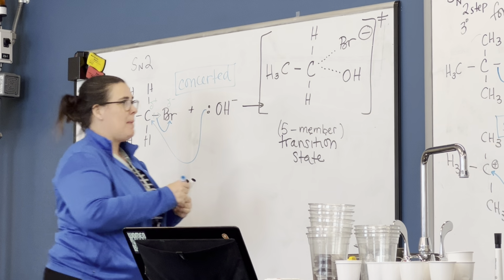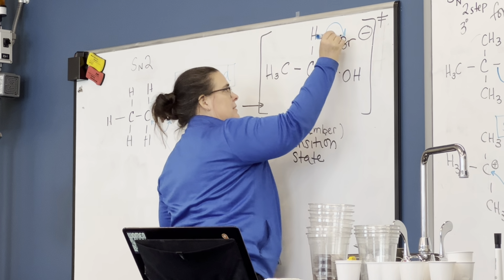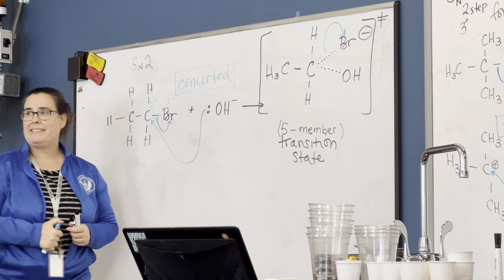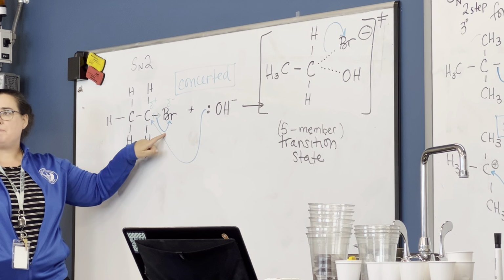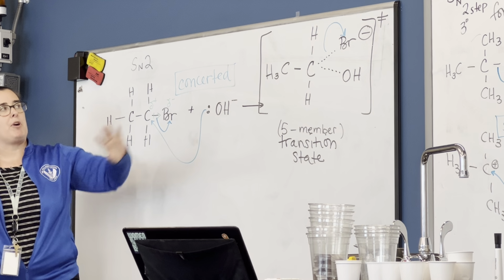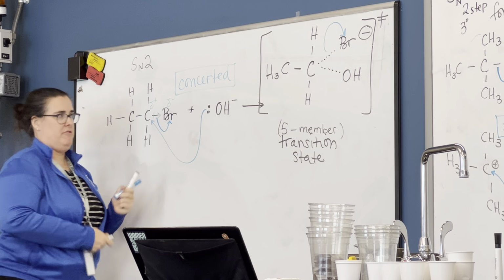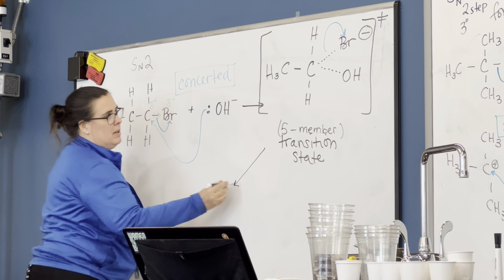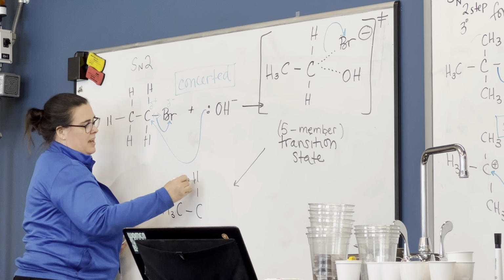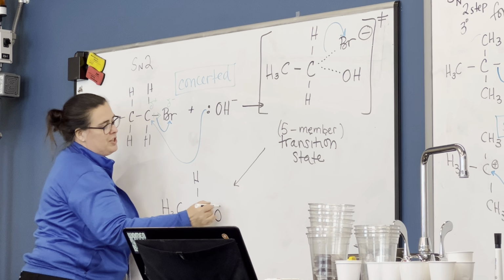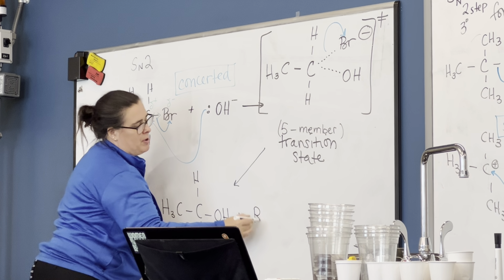This arrow is optional, but I like it. It's the same arrow I drew here, and I'm just reinforcing the fact that that bromide is finally going to leave. And we are going to make H3CCH2OH and bromide.